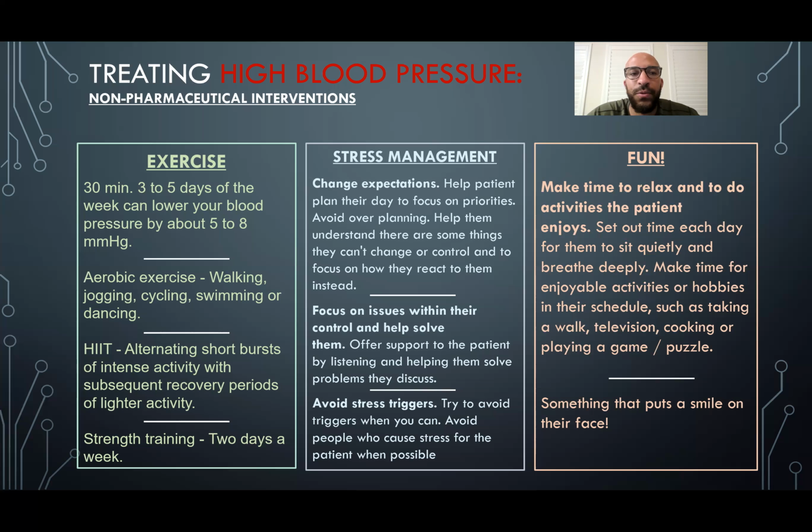So start them off at 3 if the patient doesn't exercise a lot, and work them up to 5 times a day. This can lower the blood pressure by 5 to 8 millimeters of mercury. Some type of aerobic exercise.